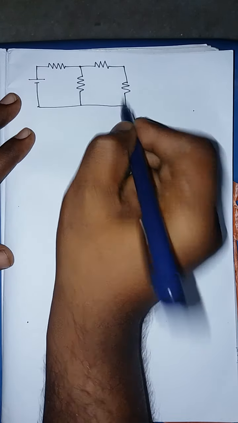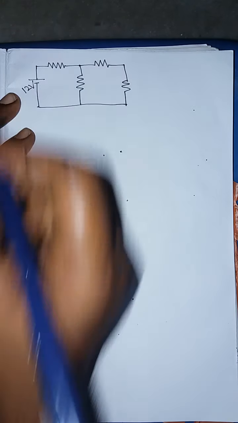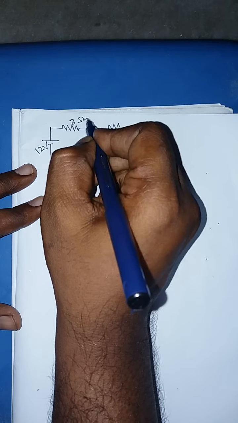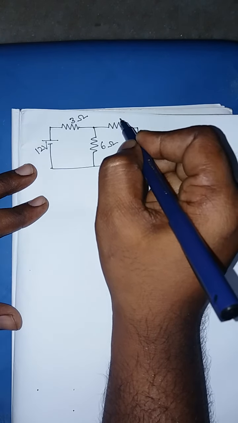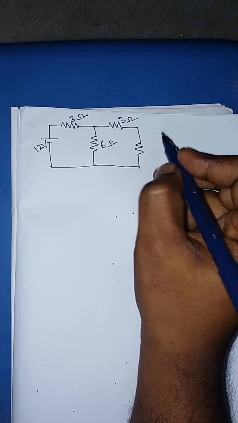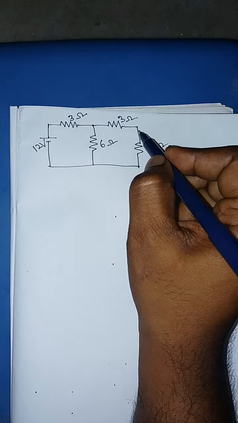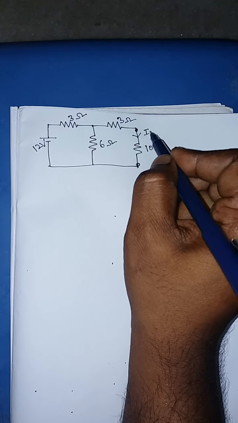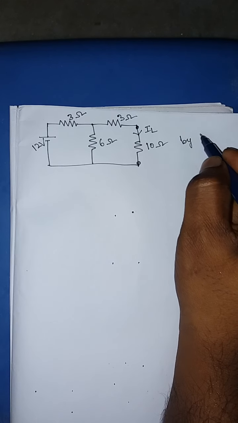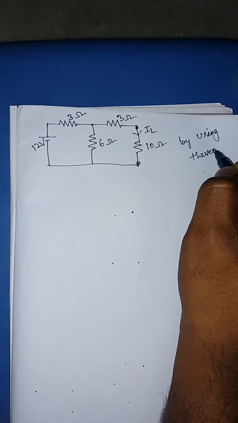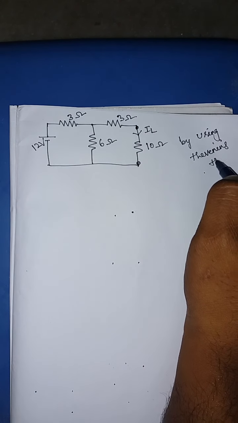Yeah, this is a very simple network. 12 volts I am applying, and here let it be 3 ohms, 6 ohms, and here 3 ohms, and let it be 10 ohms. Okay. Our objective is to find out the current flowing through 10 ohms by using Thevenin's theorem.